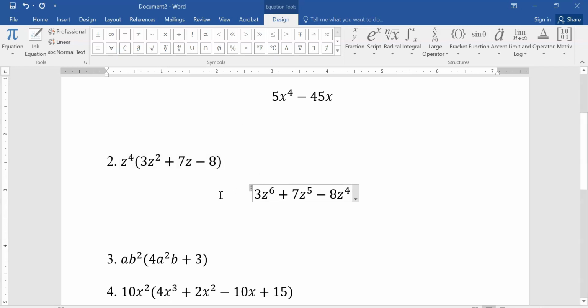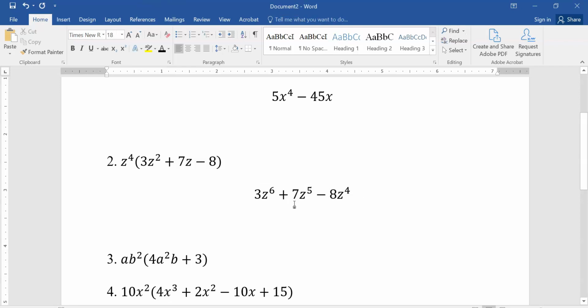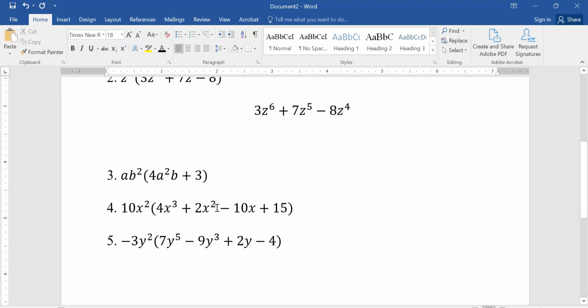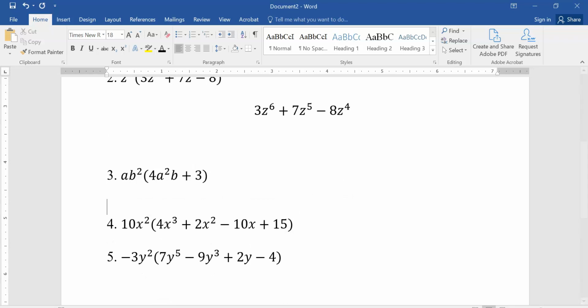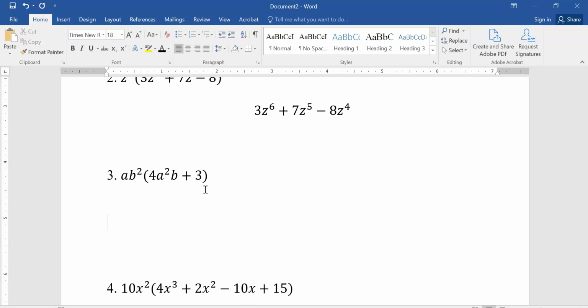Again, each one of these individual multiplications is the product rule. And that's it. That is our final answer: 3z to the sixth plus 7z to the fifth minus 8z to the fourth. Now, when you deal with multiple variables, nothing really changes. You just have to remember how we use the product rule on multiple variables.